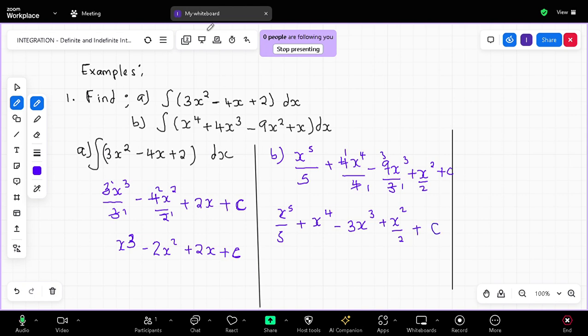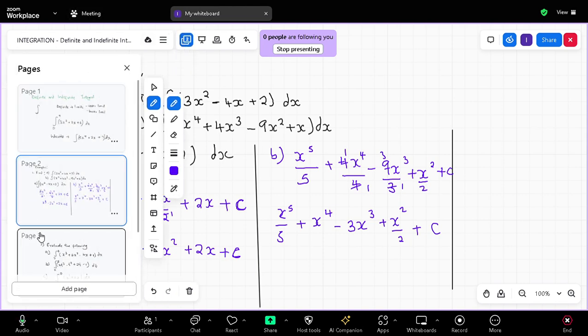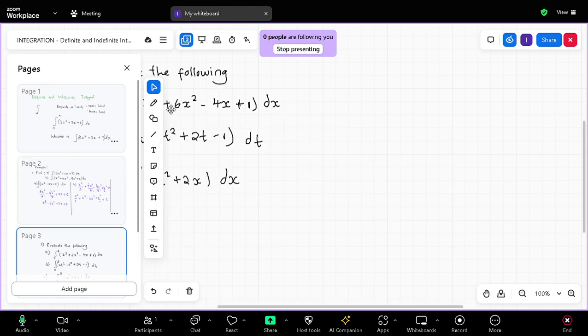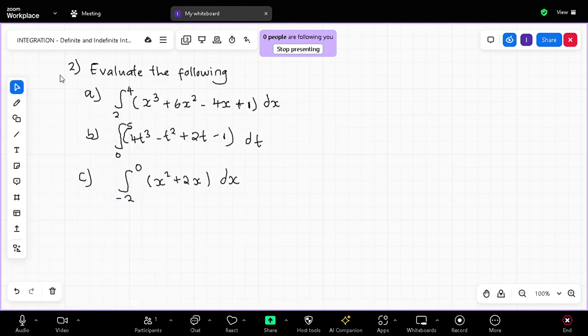So this kind of integration is the indefinite integral, where we always add a constant term. Now that is the first example, the first question. The second question now involves the definite integral. We have question A, question B, and question C. So we just need to solve them right away.